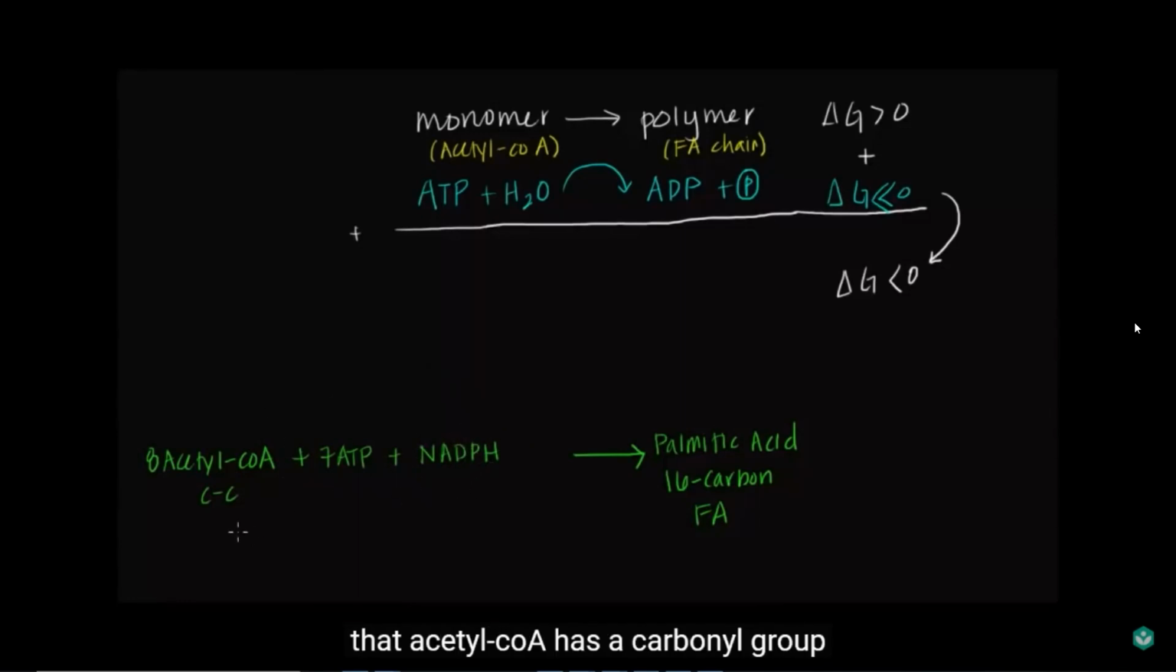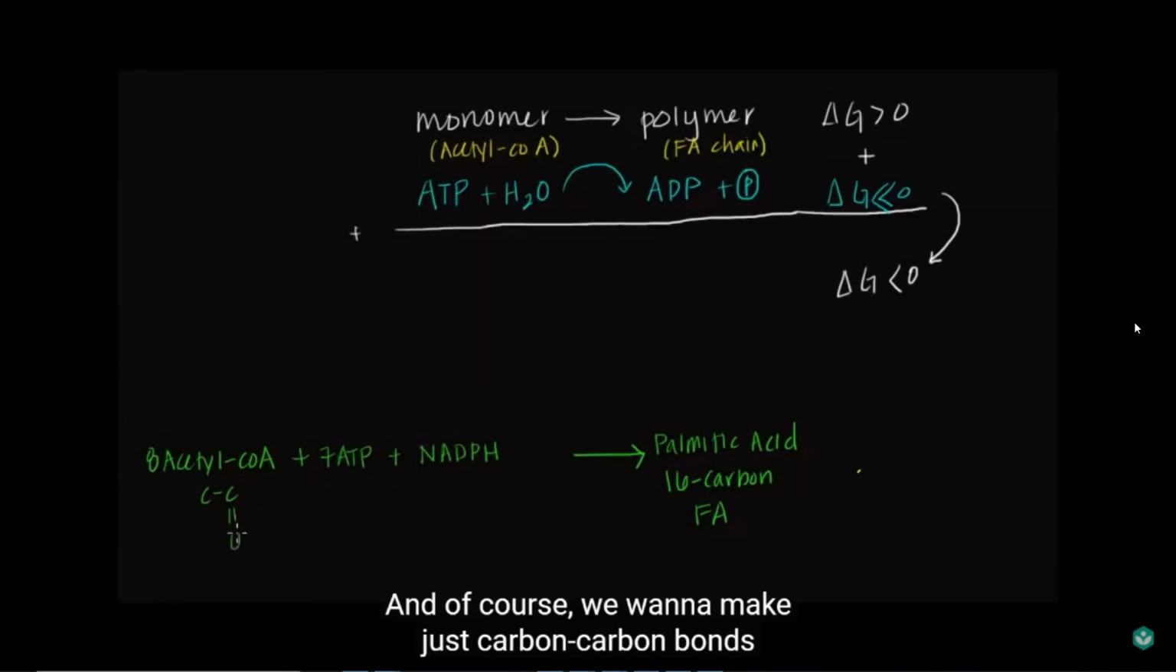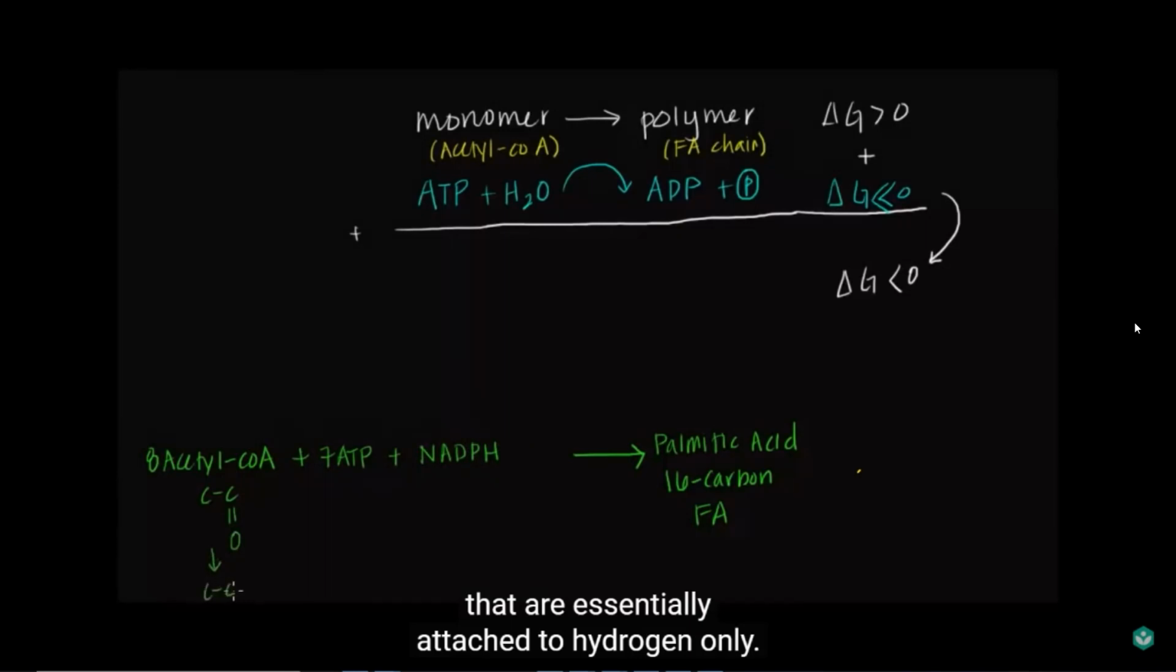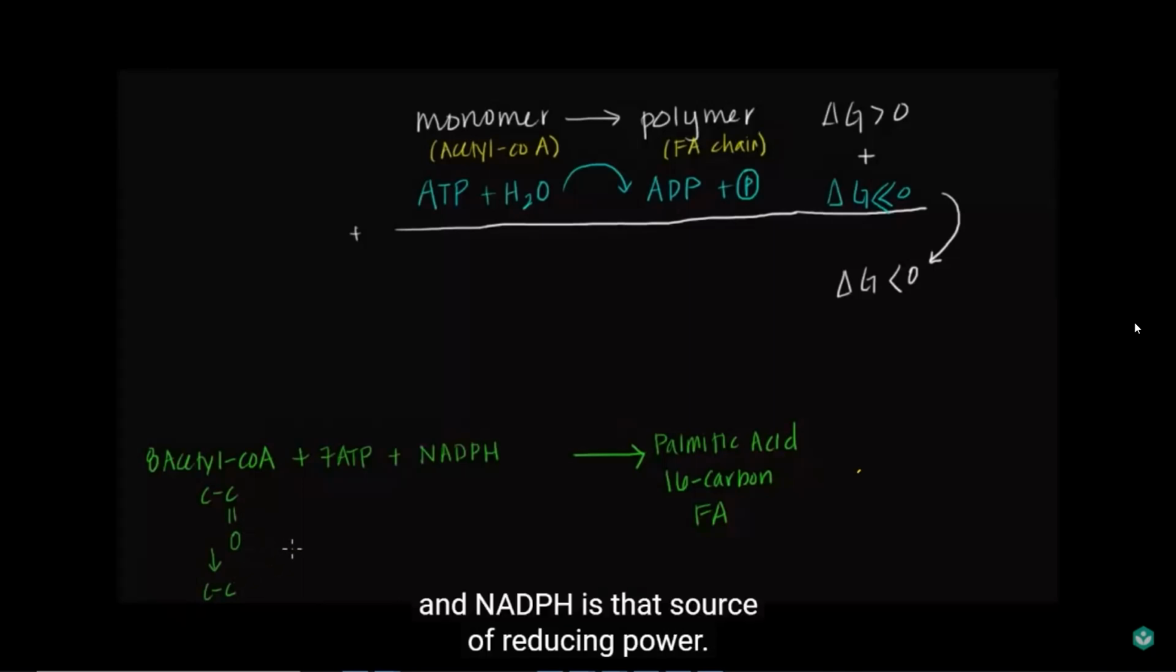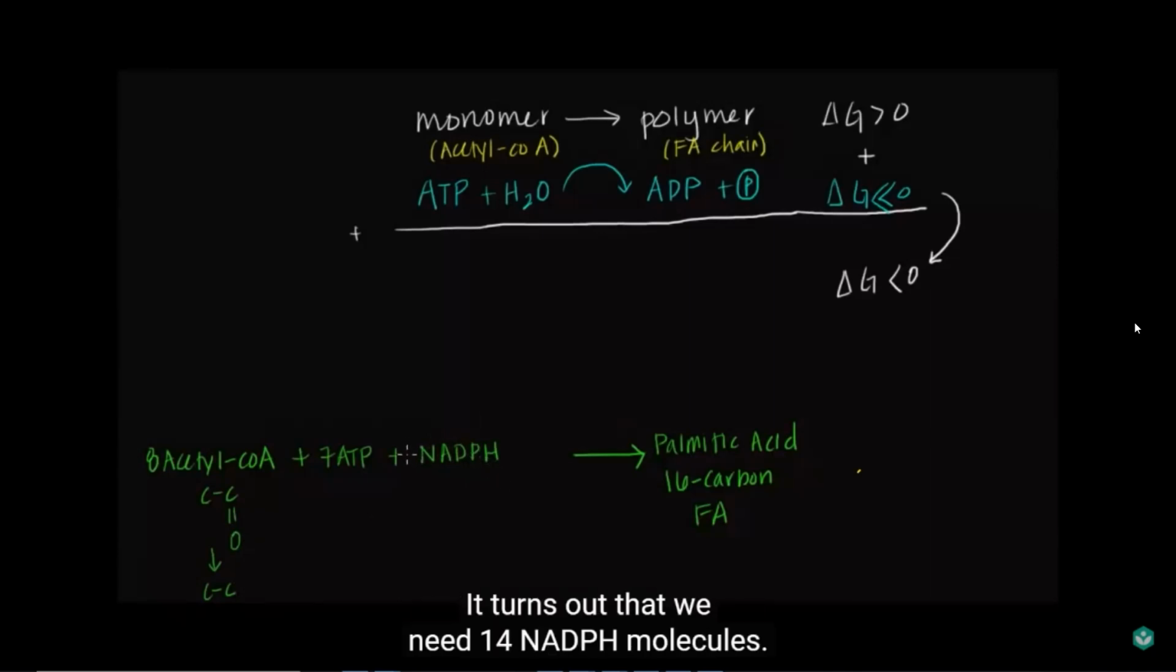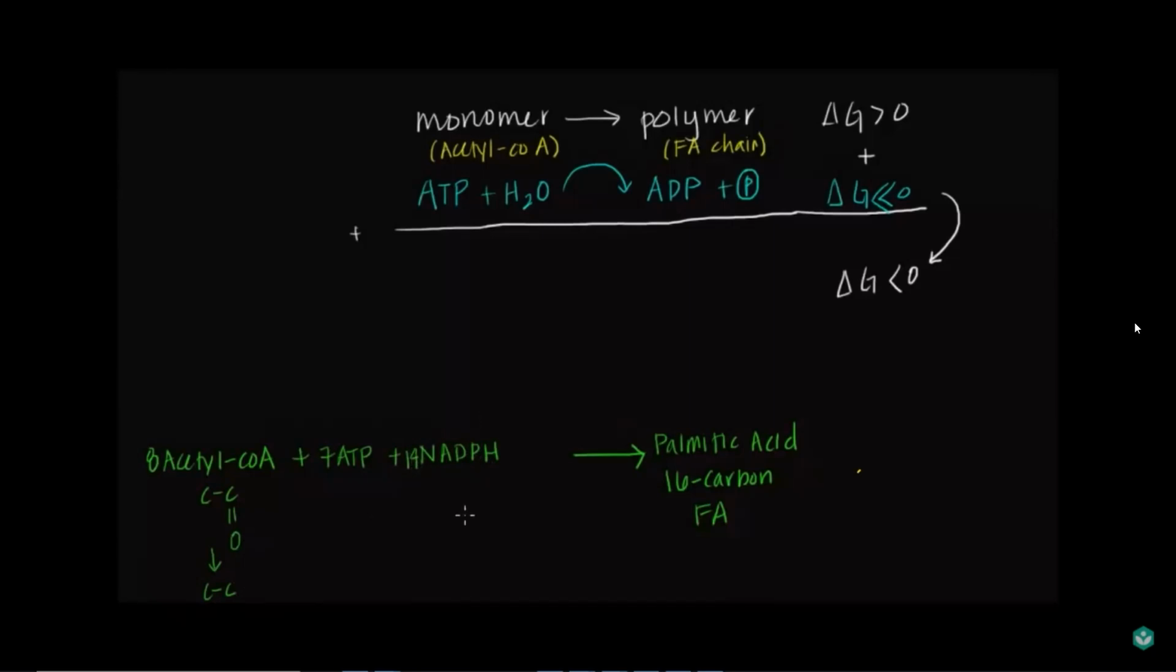So what I will show you in a minute is that acetyl CoA has a carbonyl group in its molecule. And of course, we want to make just carbon-carbon bonds that are essentially attached to hydrogen only. And so in order to reduce this bond, we need a source of reducing power, and NADPH is that source of reducing power. And it turns out that we need 14 NADPH molecules. So that's all of the reactants that we require, and we form this palmitic acid, and of course we also form the byproducts of the rest of these reactants.